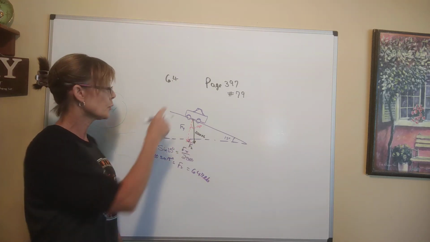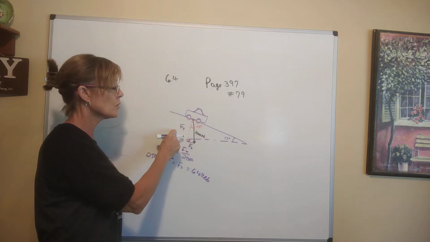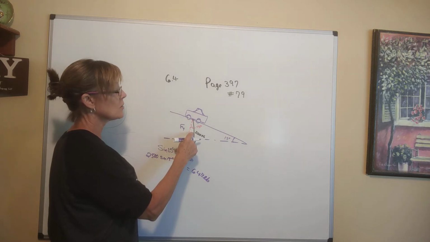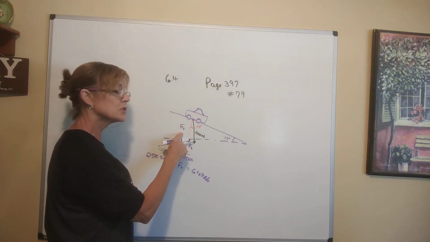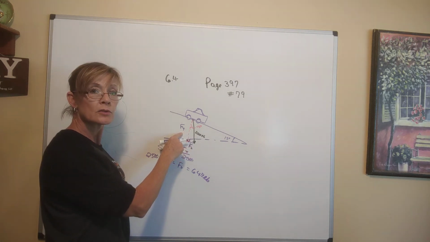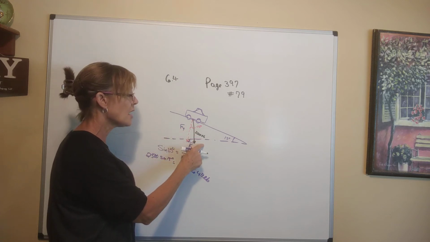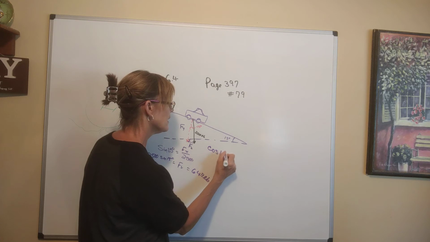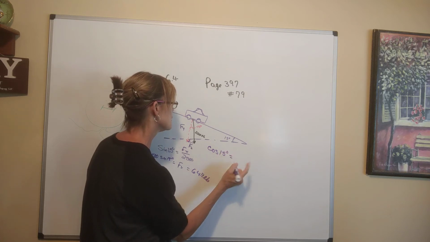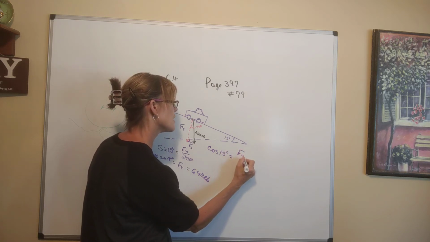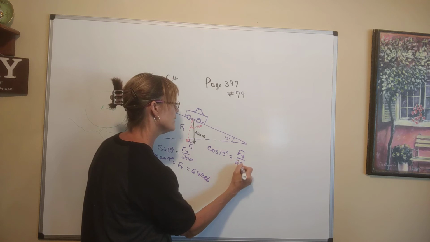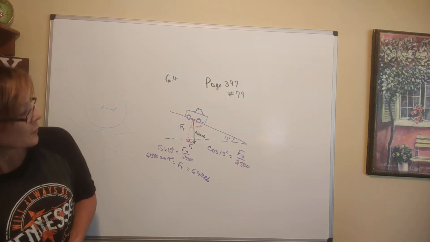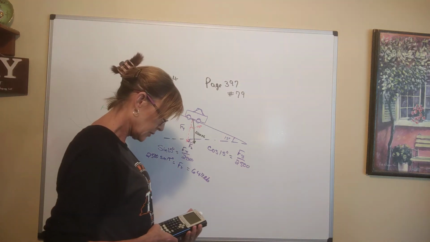What is the force perpendicular to the incline? What is F sub y? How could we find that? Well, if we know this angle, F sub y is adjacent. What trig function do we know that involves adjacent and hypotenuse? That would be cosine. So we could say that the cosine of 15 degrees is equal to adjacent, F sub y, over hypotenuse, 2,500. And we could solve for F sub y by multiplying both sides by 2,500.